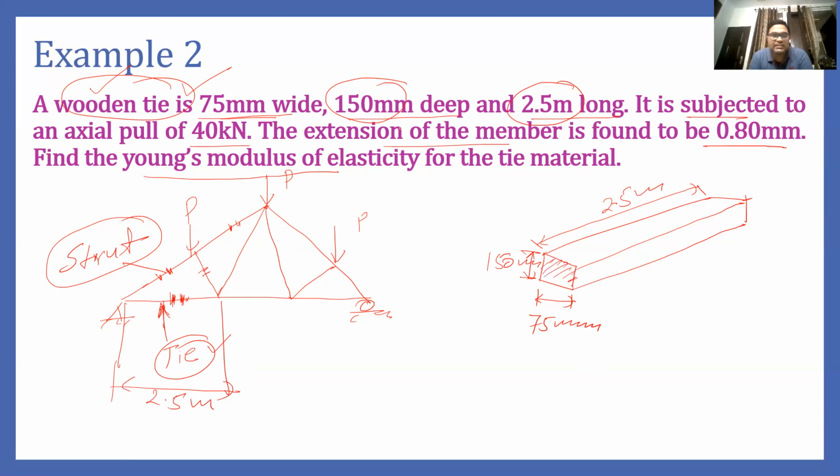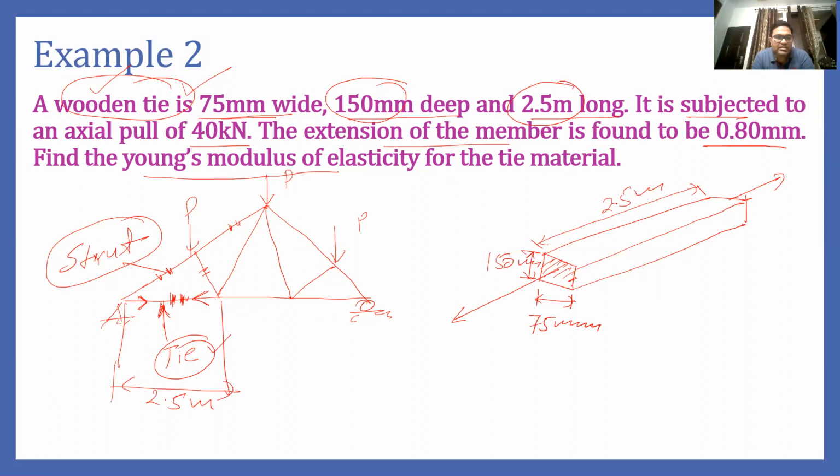Now it says it is subjected to an axial pull of 40 kilonewton. Axial pull means it is trying to pull this bar, this tie member. So the axial pull will be acting at the cross section. So this is the axial pull and this is the axial pull. We can represent the axial pull with this arrow. They will be like this.